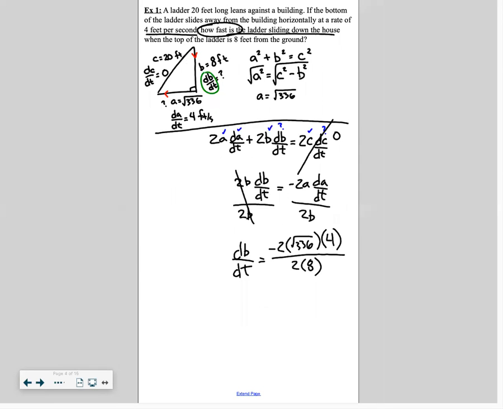It would make sense that you're going to get a negative number because it's sliding down the wall, right? That leg is getting smaller. So I'm going to say my dB dt. I know there's a question right now in the chat, so I'm going to check that in 1 second. dB dt would come out to, let's round here. So let's round to 3 decimal places, negative 9.165, and we are in feet per second.